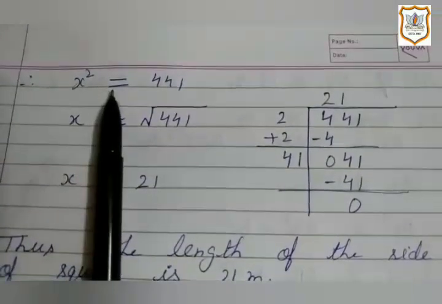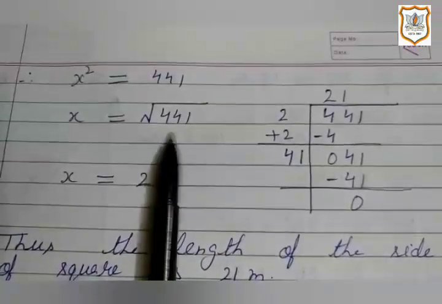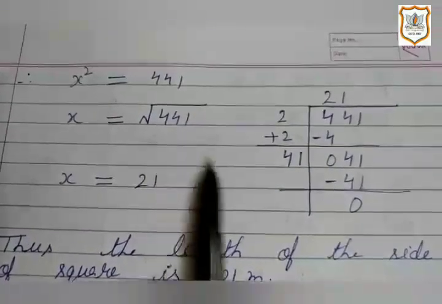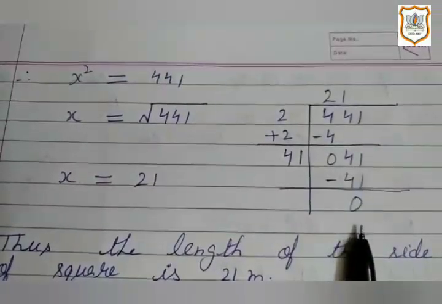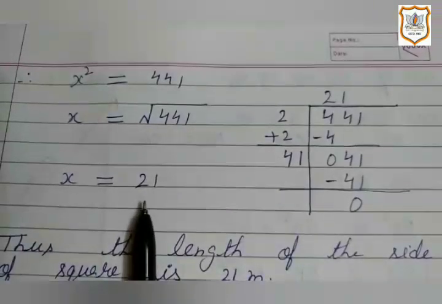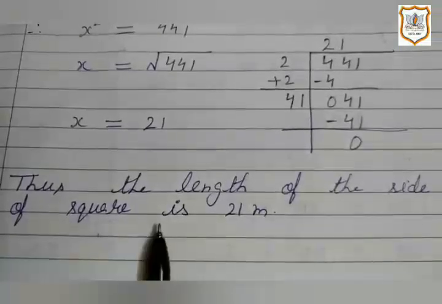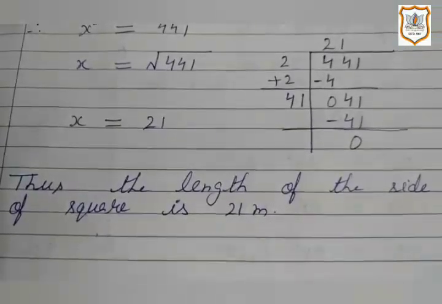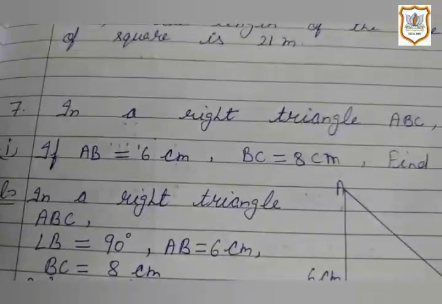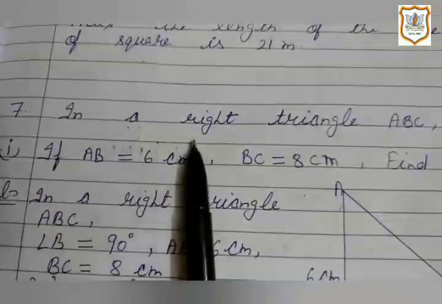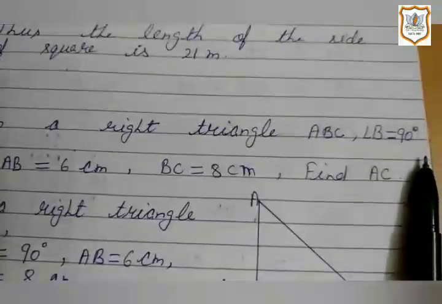Therefore, x square equals 441. x equals the square root of 441. We find the square root of 441 by the division method and we get x equals 21. Thus, the length of the side of the square is 21 meter. Now we will take the next question. The next question is, in a right triangle ABC, angle B equals 90 degrees.